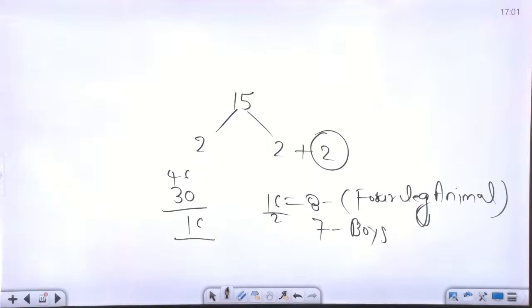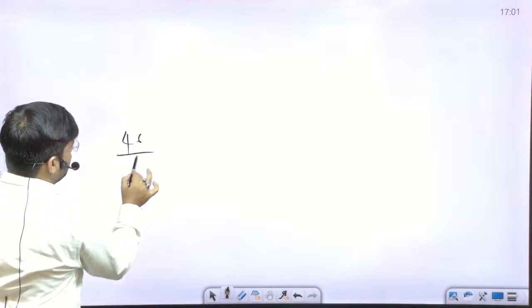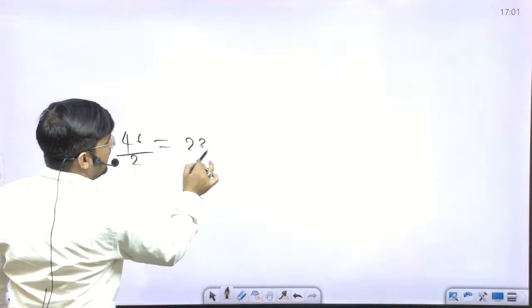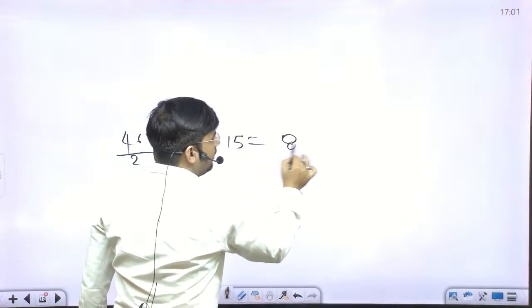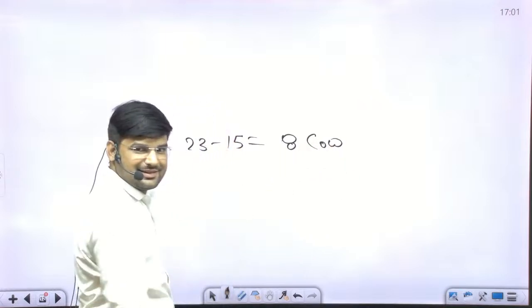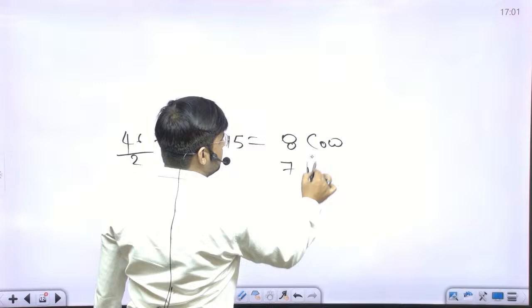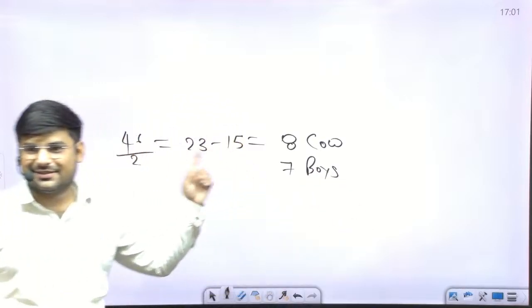Is it clear? Any doubt? How many legs? 46. 46 upon 2 is 23. We have to subtract the total number of heads. We get the cows, always 4 legs. And 15 minus 8, 7 boys. This is the easiest method.